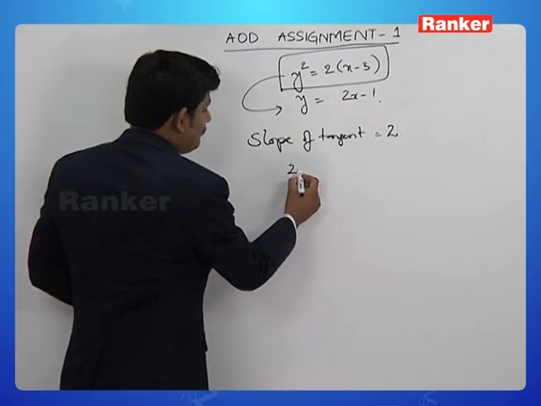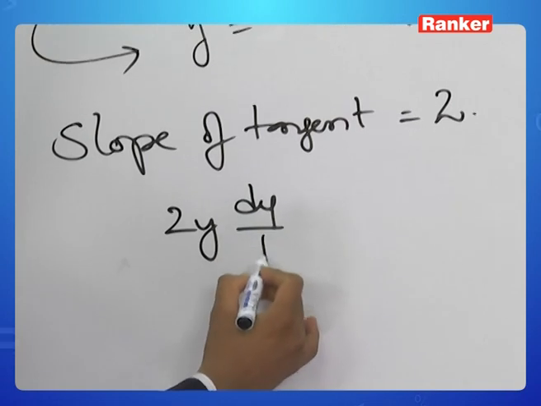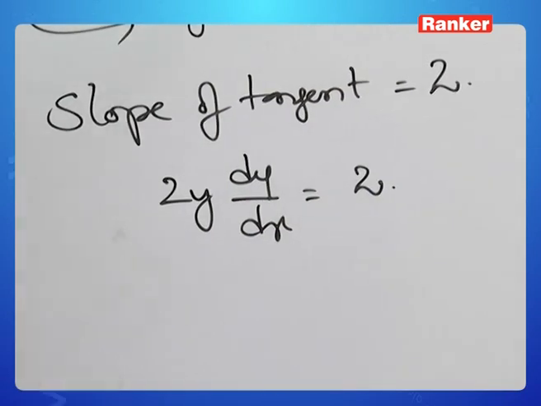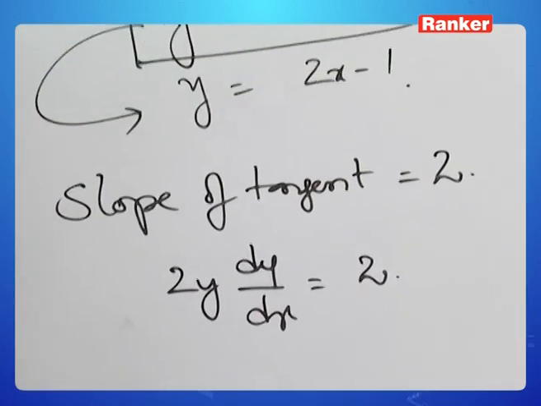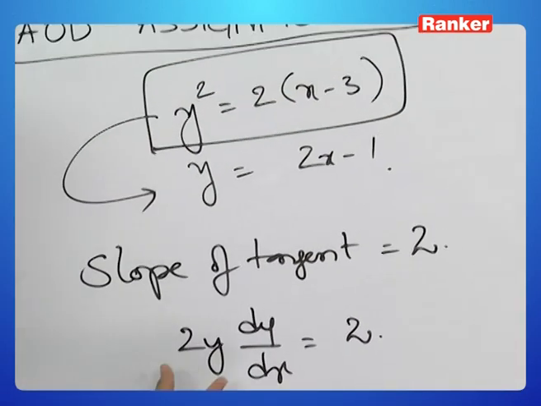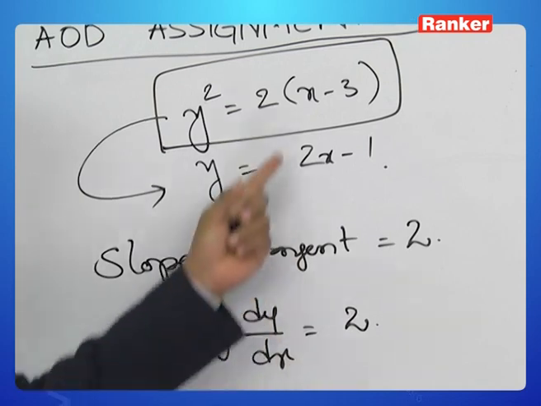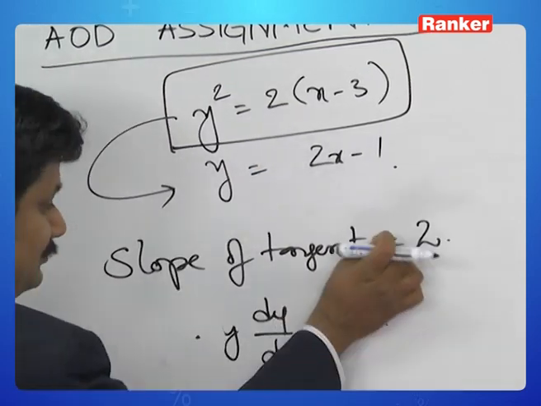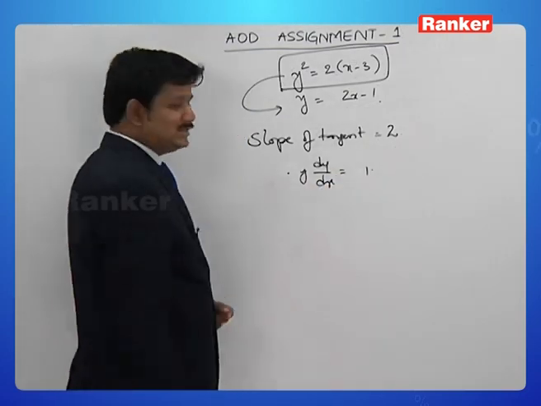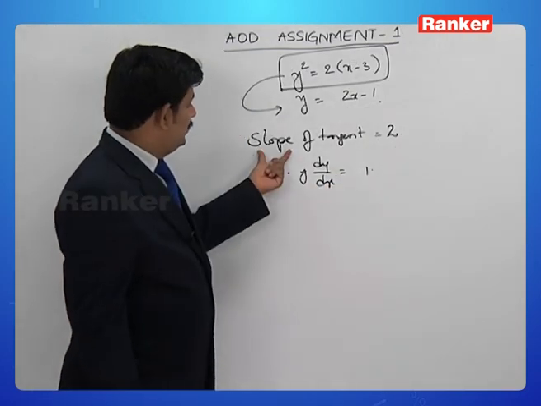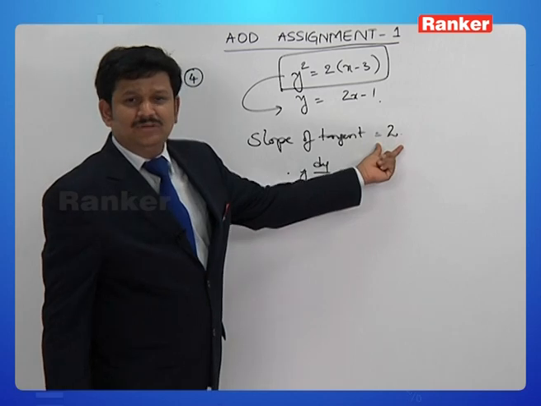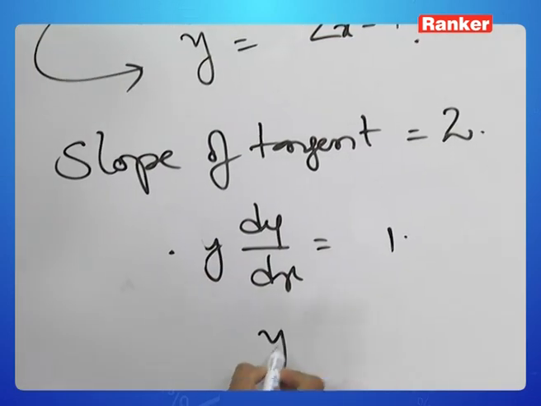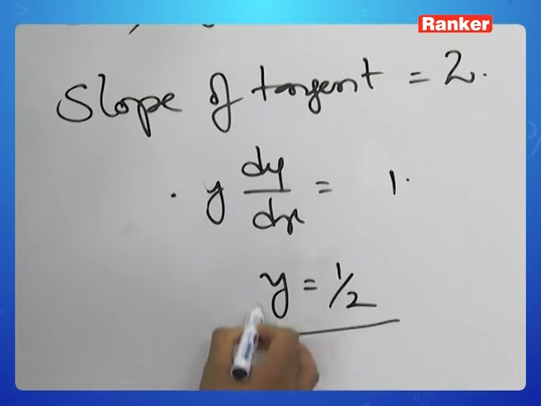Differentiating this, 2y dy by dx is equal to 2. Differentiate the curve: derivative of y square, 2y dy by dx, is equal to 2. The 2 gets cancelled. Dy by dx is 1 by y, and we are finding the coordinates of the point at which the slope of the tangent is 2. So, dy by dx is 2, or y is 1 by 2.